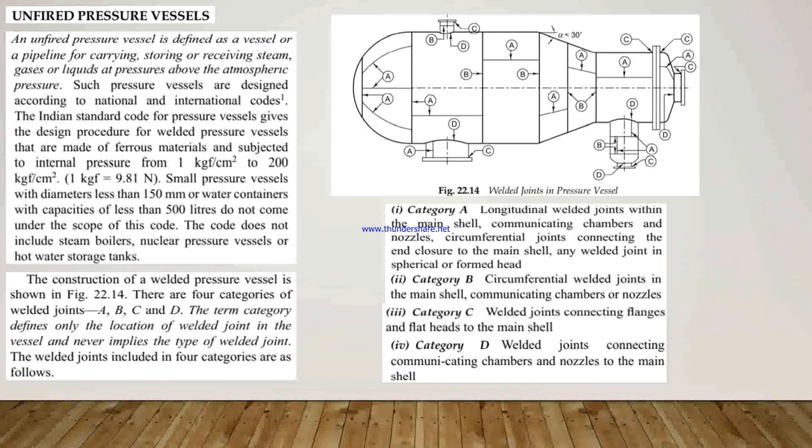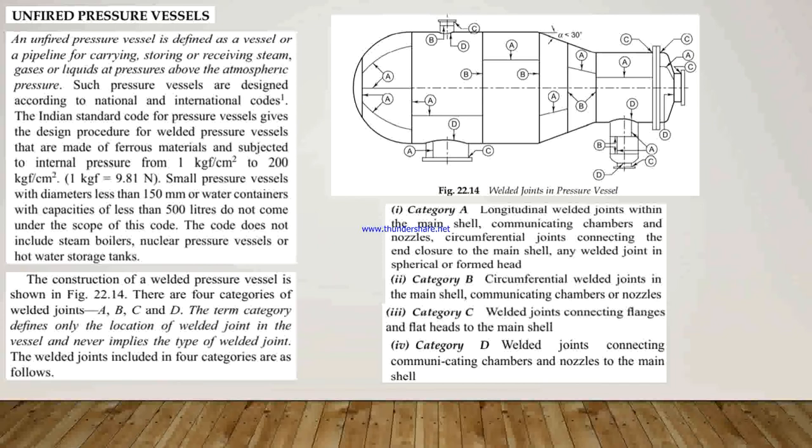For that, the design procedures are for welded pressure vessels made of ferrous materials and subjected to internal pressure from 1 kgf per square centimeter to 200 kgf per square centimeter. Small pressure vessels with diameters less than 150 mm, or water containers with capacities of less than 500 liters, do not come under the scope of this code. The code also does not include steam boilers, nuclear pressure vessels or hot water storage tanks.